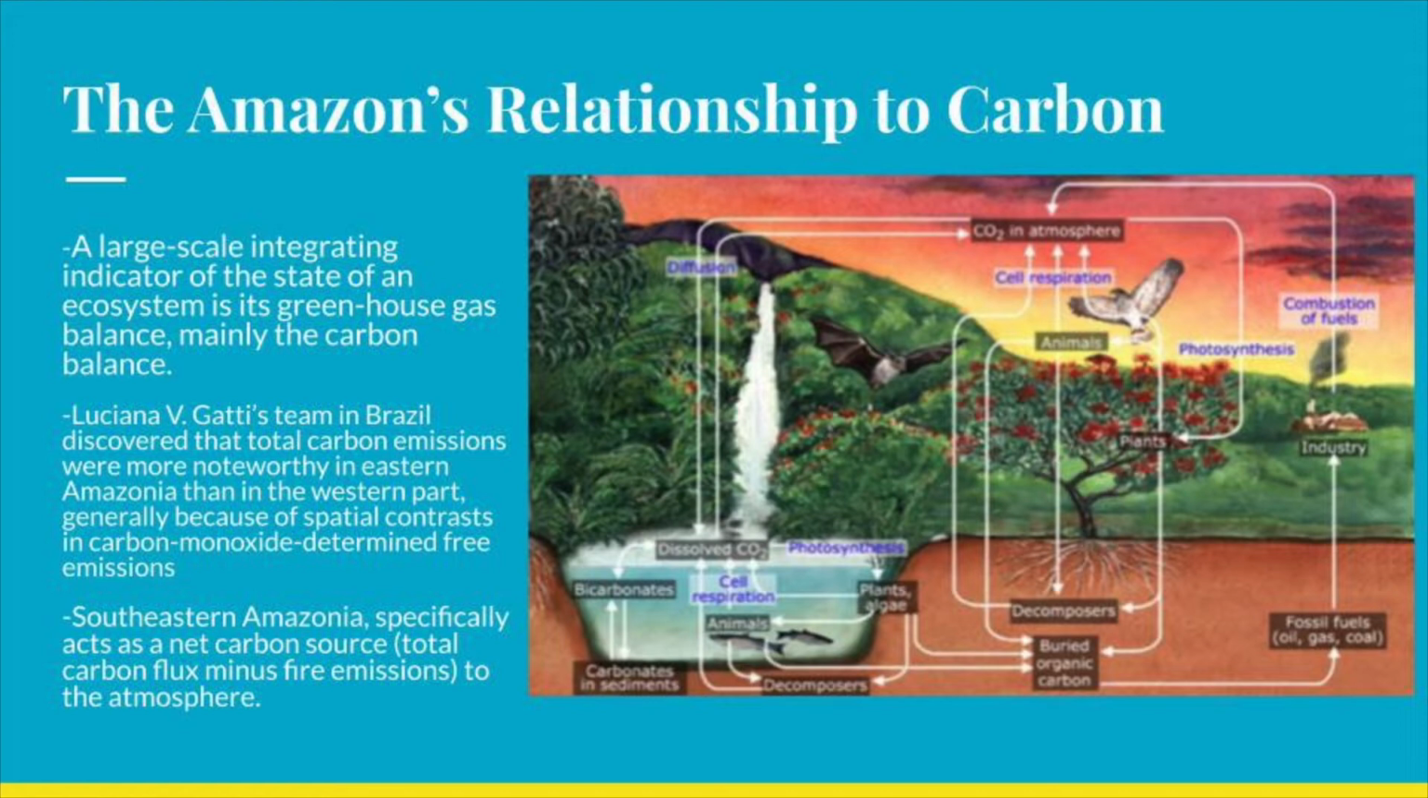Initially, it was thought that the Amazon was canceling out the amount of carbon that was being emitted, but in the case study that we will follow, it is now turning out to be creating more carbon than it is absorbing. And a large-scale integrating indicator of the state of the ecosystem is its greenhouse gas balance, so mainly the carbon balance.